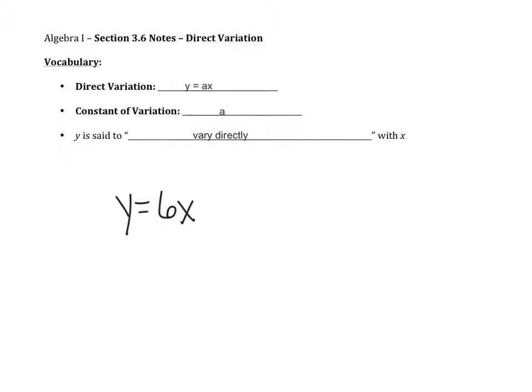An example that is not a direct variation equation would be y equals x plus 6. The constant of variation needs to be multiplying the x value. So again, y equals x plus 6 is not an example of direct variation. You can tell if something is in direct variation form if the y is by itself and there is a constant term multiplying the x value, which we'll see in the next examples.